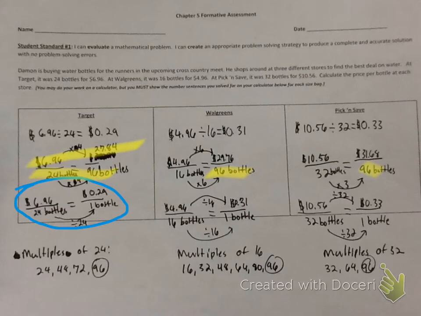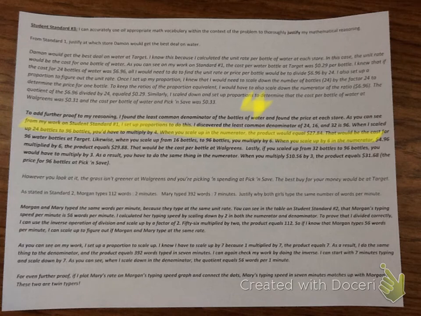So I described in my justification that you're scaling down in both the numerator and denominator. To prove that I divided correctly, I can use the inverse operation of division and scale up by a factor of 2. 56 multiplied by 2, the product equals 112. So I know that Morgan types 56 words per minute. And then I can scale up to figure out if Morgan and Mary type at the same rate.